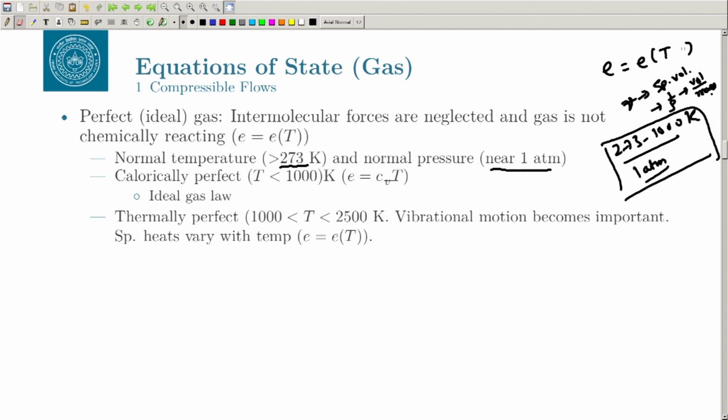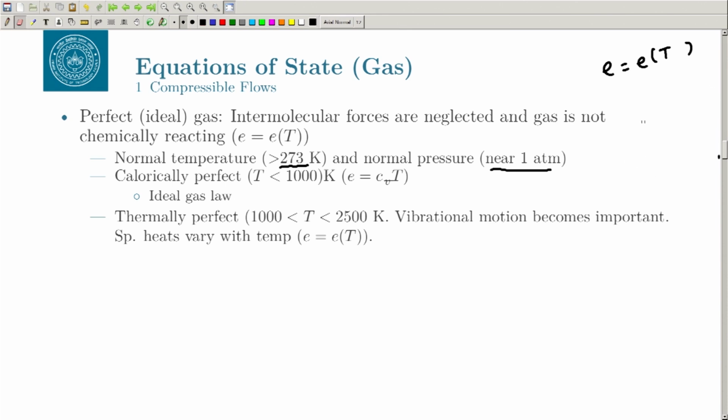Now, this is your thermally perfect gas, where the internal energy, or even the enthalpy, depends only on temperature. You can talk about enthalpy also. So, what is enthalpy? H is equal to E plus P by rho, because we are discussing everything in terms of per unit mass properties. So, both E and H depend only on temperature.